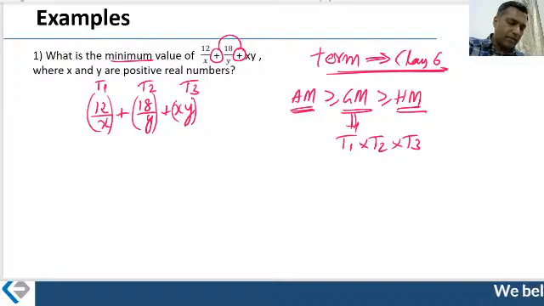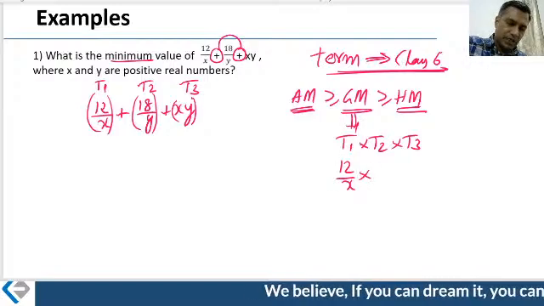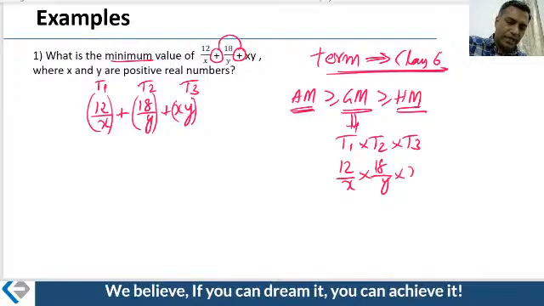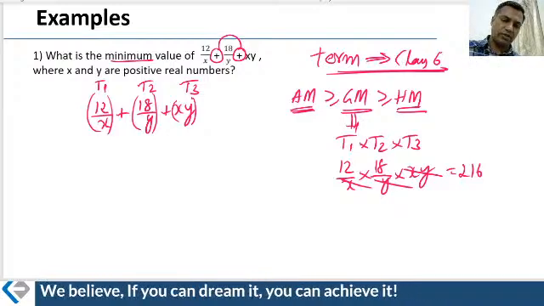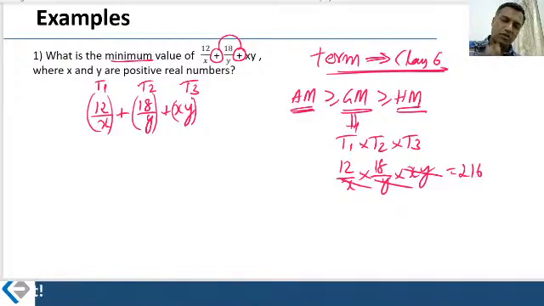T2, T3, all right, now let me take the product of them, 12 by x, and you are writing it as 18 by y, into xy, product of the terms. Say, is the product constant? Of course, yes, the product has become constant, which is 216. Very good. All right, the product is constant.